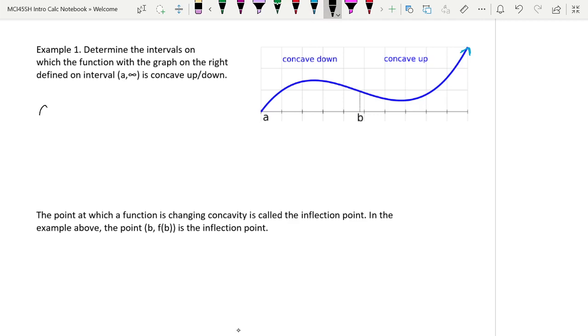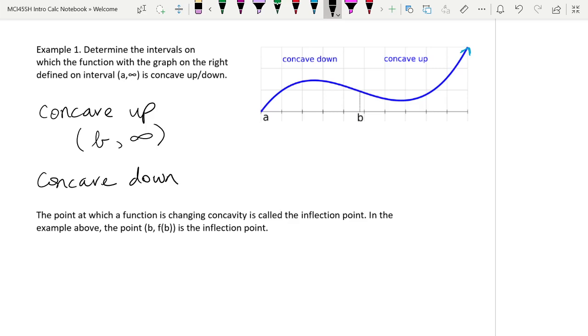We would say that this thing is concave up from B to infinity, right? And we would say that it is concave down from A to B. Okay, so there's my two intervals. And the point at which it's changing from concave up to concave down is called the inflection point.